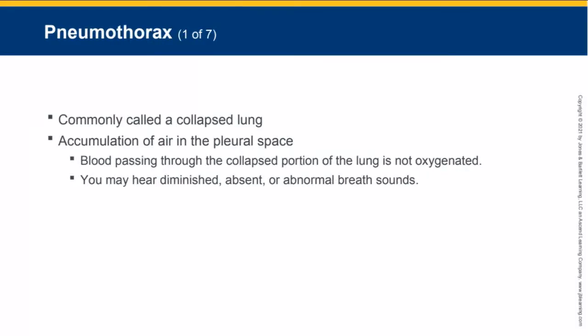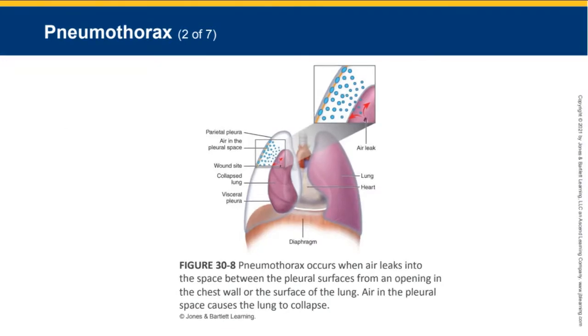Now let's look at the injuries. Pneumothorax, commonly called a collapsed lung. This is the accumulation of air in the pleural space. Blood passing through the collapsed portion of the lung is not properly oxygenated. You may hear diminished, absent, or abnormal breath sounds. And here is a diagram showing a pneumothorax. That white area would be where the air is collecting, and it is compressing the lung tissue.